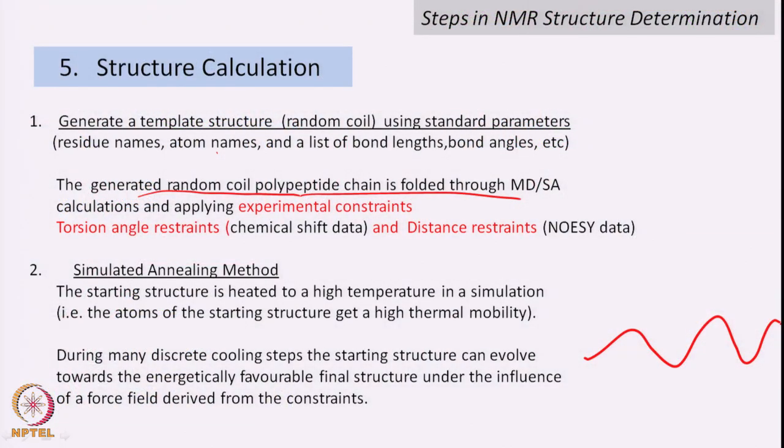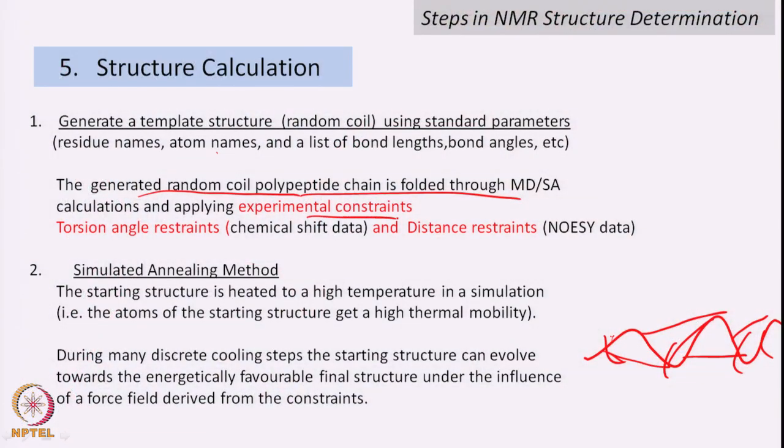Now, we have an angular constraint. What should be the angle here? All these angles, and we have a distance from here to here, here to here, here to here, all these distances we have. So, that is what you need. You need a template, you need the angles that will be required for folding, and you need the distances. If you use these experimental constraints coming from the torsion angles obtained from chemical shift data by TALOS or DQF COSY, and distance restraints coming from NOESY data, then we are all set for a structure calculation.